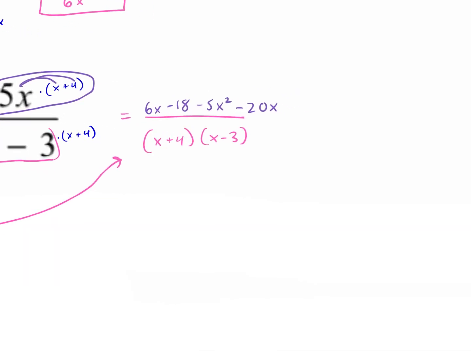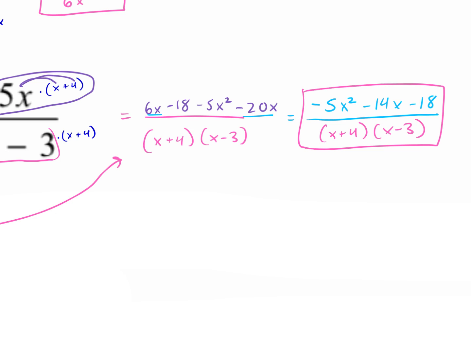Am I done? What can I do next? Combine like terms on the top. We're going to simplify a little bit. And I'm going to put it in standard form. So let's start with negative 5x squared. What is 6x minus 20x? Negative 14x minus 18 over x plus 4 times x minus 3. So that would be our answer.